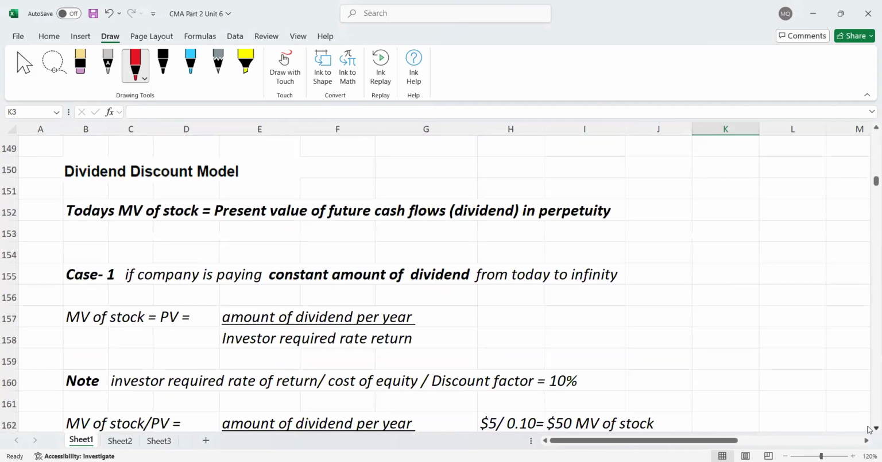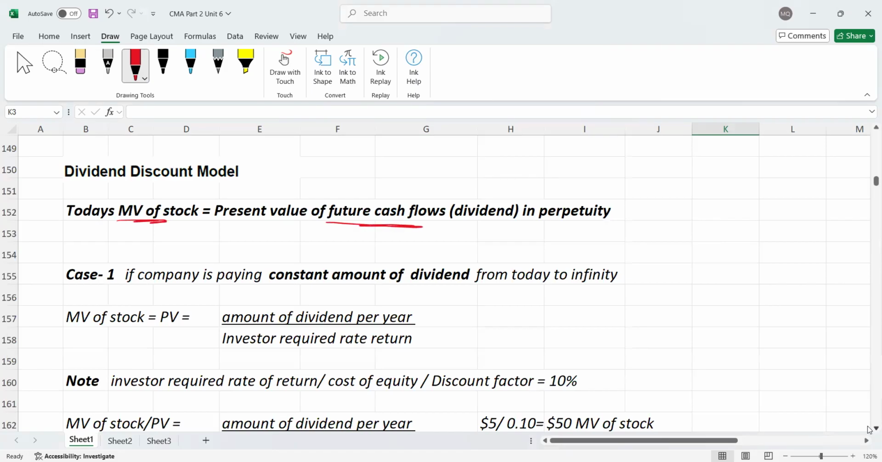Let me explain here first. In 6.1 we are going to discuss how to calculate the market value of a stock, or how stocks are valued. It is a very simple theory, because whenever you want to calculate the market value of anything, you have to focus on the future cash flows related to that investment.